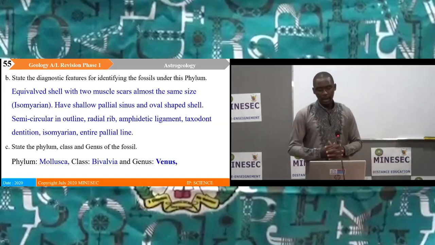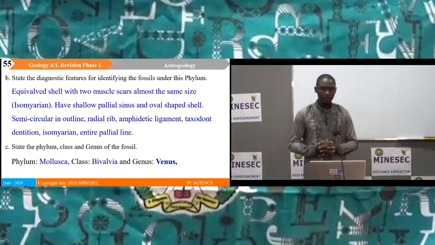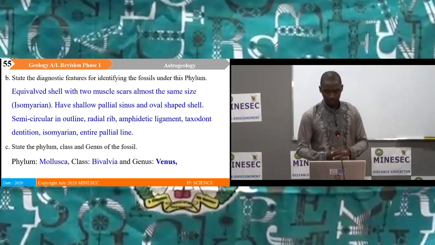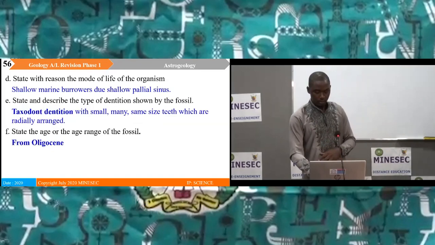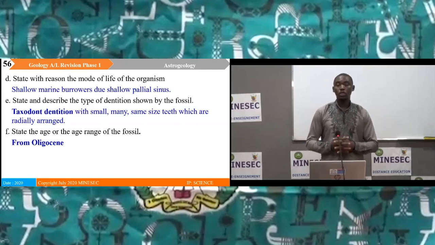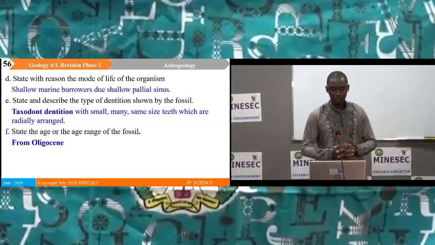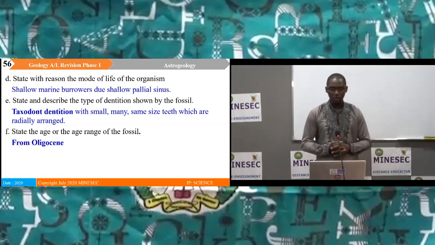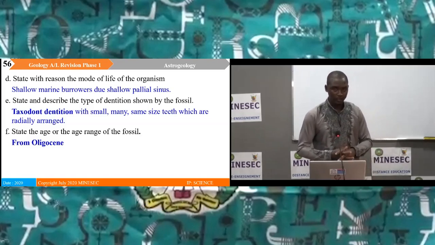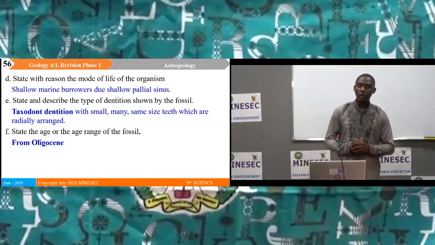State the phylum, class, and genus of the fossil. Phylum, Mollusca, class, Bivalvia, and genus, Venus. Mode of life, shallow marine burrowers due to shallow pallial sinus. Dentition shown by fossil, taxodont dentition, with small, many, same size teeth which are radially arranged. Age range from Oligocene to present.